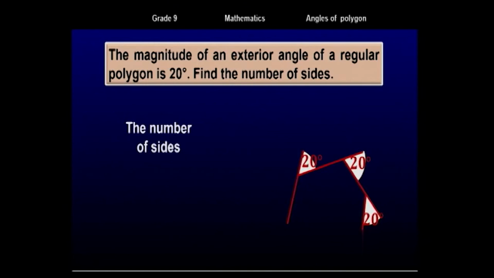Another question. Now the number of sides is equal to 360 degrees over 20 degrees. Then you can simplify that. 18 means the number of sides. The sum of the exterior angles in a polygon is 360, and in this question an exterior angle is equal to 20 degrees. So we divide, because this is a regular polygon, so all the exterior angles are equal. Then you can obtain the number of sides, 18. The number of sides is equal to 18.